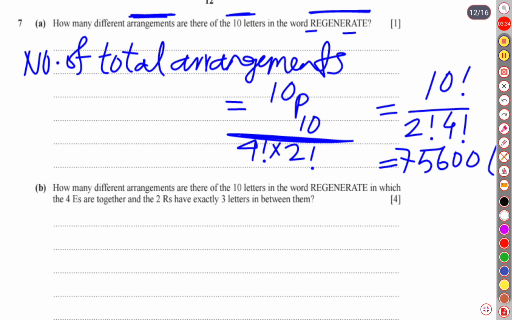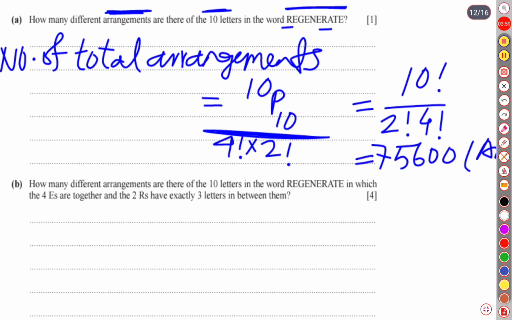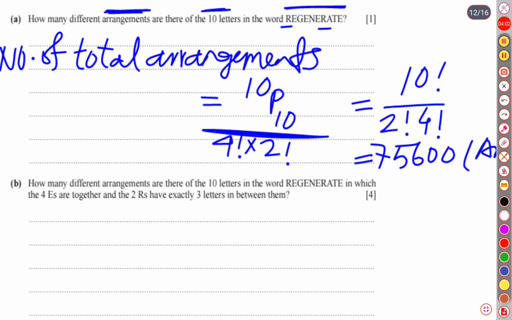How many different arrangements are there of the 10 letters in the word regenerate in which the 4 E's are together and the 2 R's have exactly 3 letters in between them? So let's write the scenario. First of all, they have told that the 4 E's are together. So E, E, E, E, these are the 4 E's which are together.